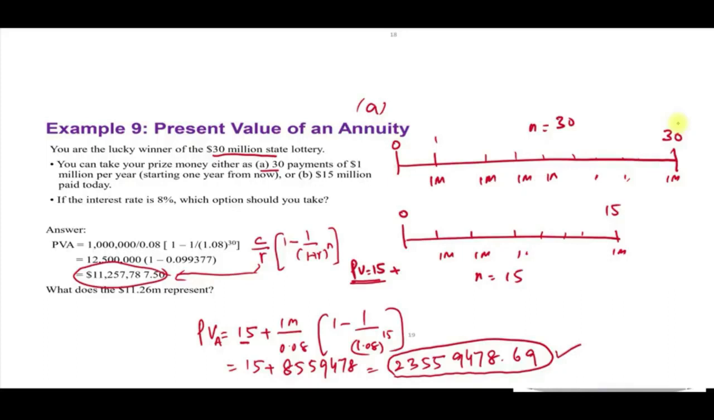Why is this answer relatively lower, very low compared to this option? Because if you see, we have divided every 1 million how many times? 30 times. So there is heavy discounting, while it is discounted only for 15 periods. This is discounted for an extra 15 periods. Okay, so that was for present value of annuity.